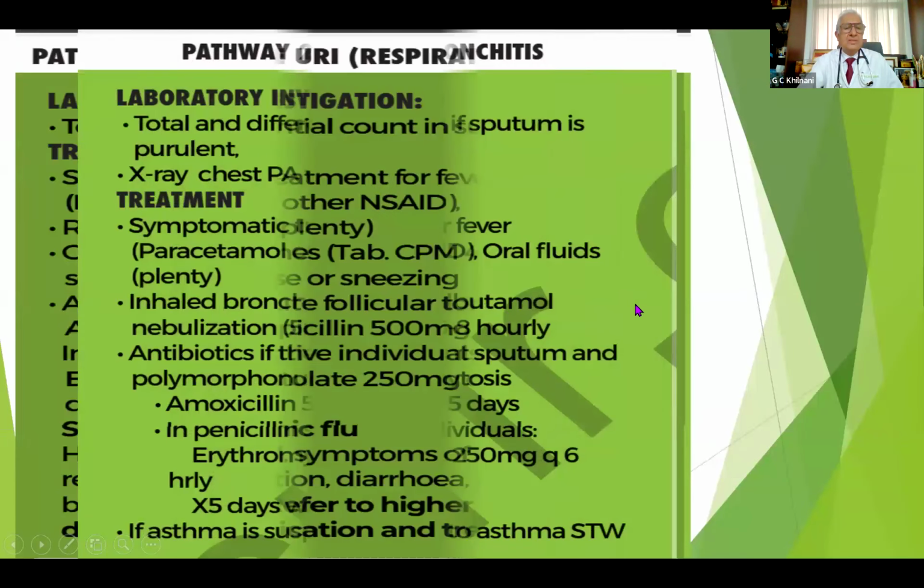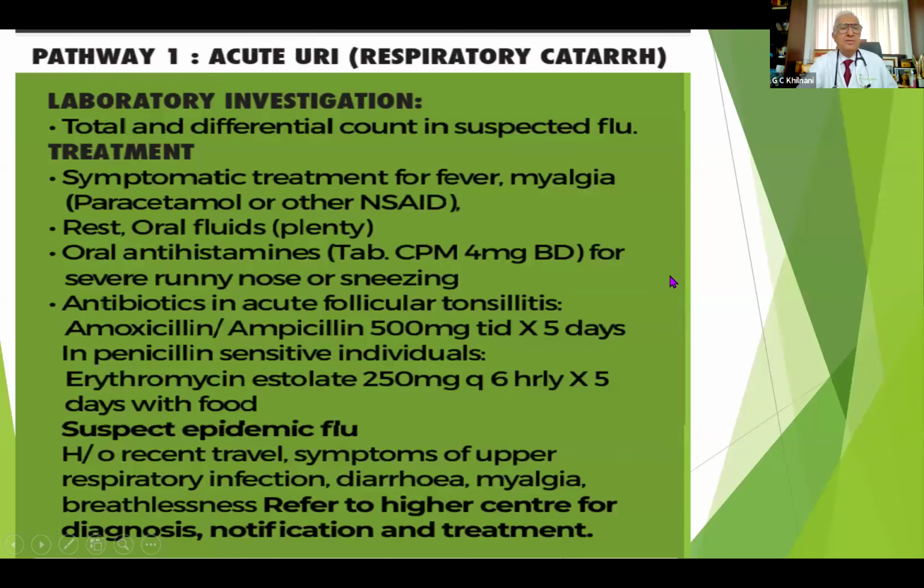So the pathway one, if there is an upper respiratory tract infection, then one should do total and differential counts in suspected flu, because if the counts are high, this is likely to be bacterial. But till the time you get the reports, you have to give symptomatic treatment by giving paracetamol or other NSAIDs. My choice would be paracetamol. Hydration is very important. The person should take plenty of fluids.